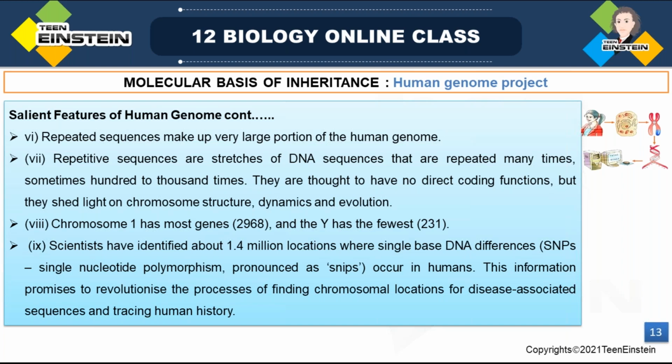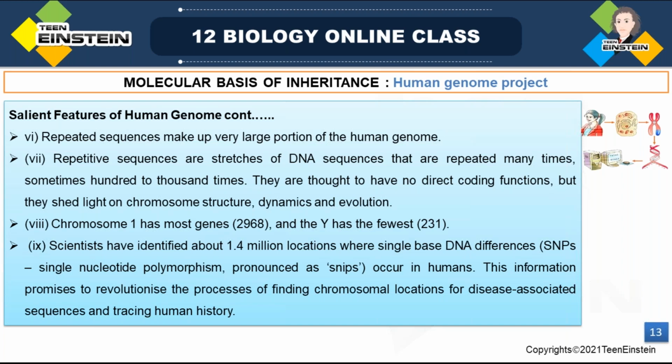Among all these chromosomes, the Y chromosome has the least number of genes. Note down all these points. The Y chromosome is having the least number of genes, 231 genes. But chromosome 1 has the most genes, around 2,968 genes present on chromosome number 1.